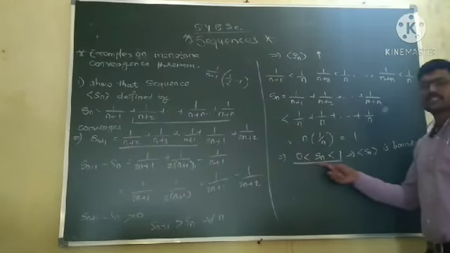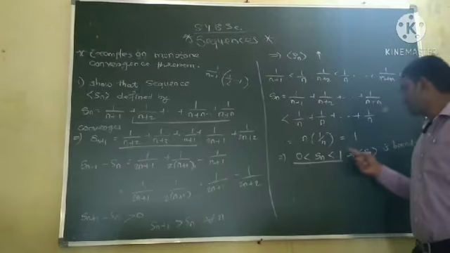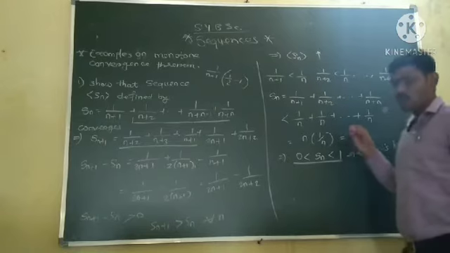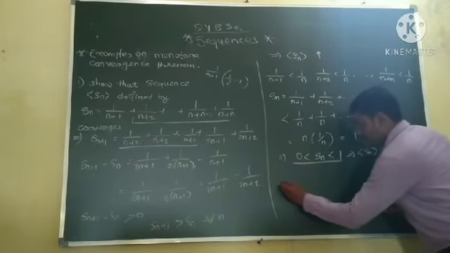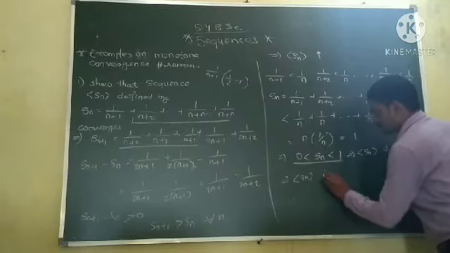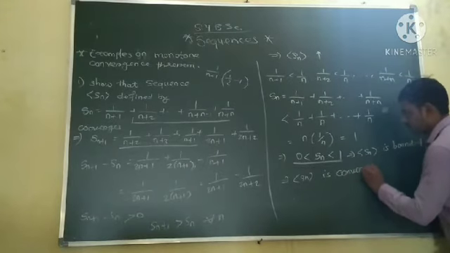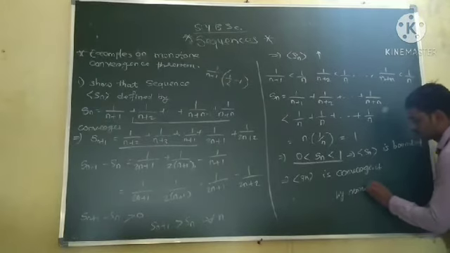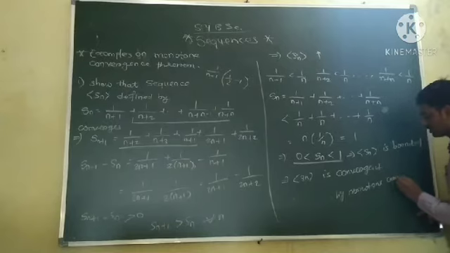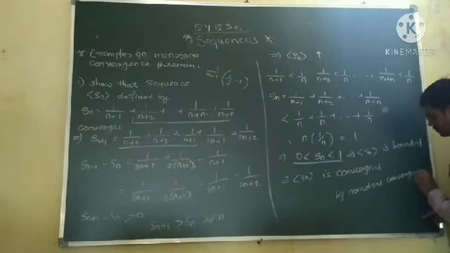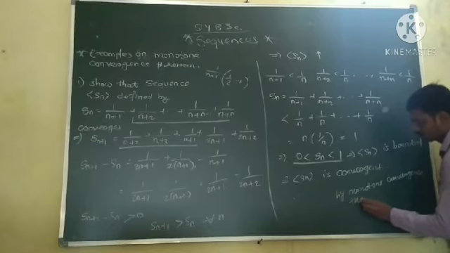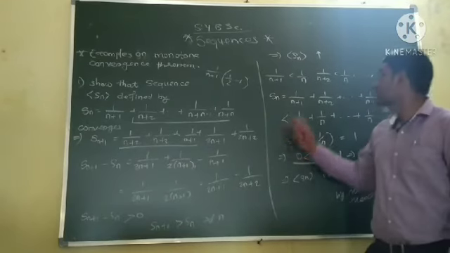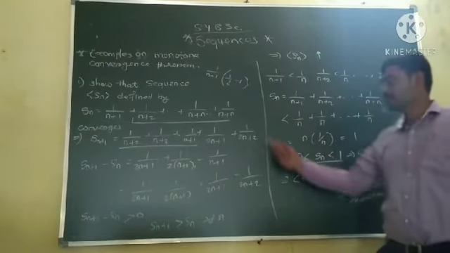Okay. Since each term of the sequence lies between 0 and 1, the sequence is monotonic increasing and the sequence Sn is bounded. So by the monotone convergence theorem, this sequence is convergent. Okay. So by the monotone convergence theorem. The theorem says if a sequence is monotone and bounded, it is convergent.